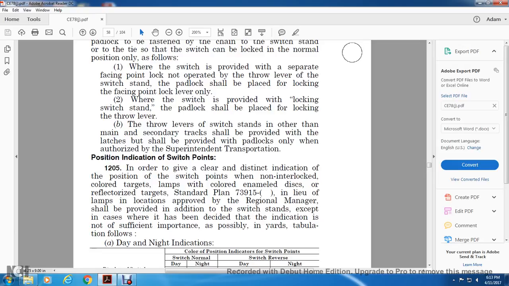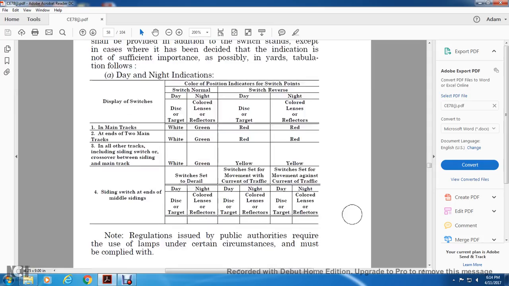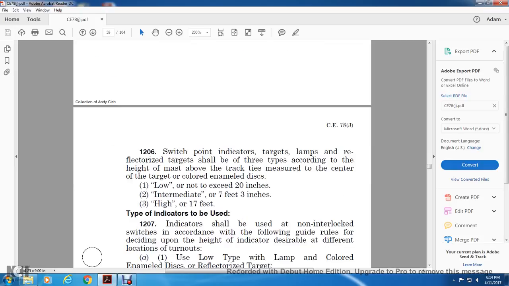Position indication of switches. In order to give a clear, distinct indication of the position of switch points of non-interlocked switches, colored target lamps and colored enamel disc or reflectorized tape and targets, standard 73915, in lieu of lamps, at locations approved by the regional manager, shall be provided in addition to the switch stand, except where it has been decided the indication is not of sufficient importance. The yard's tabulation follows, day and night indications. Note that regulations issued by public authority requiring the use of lamps under certain circumstances must be complied with.